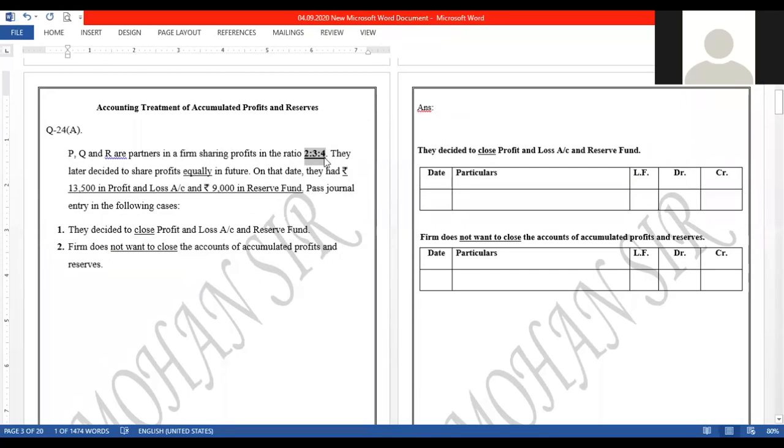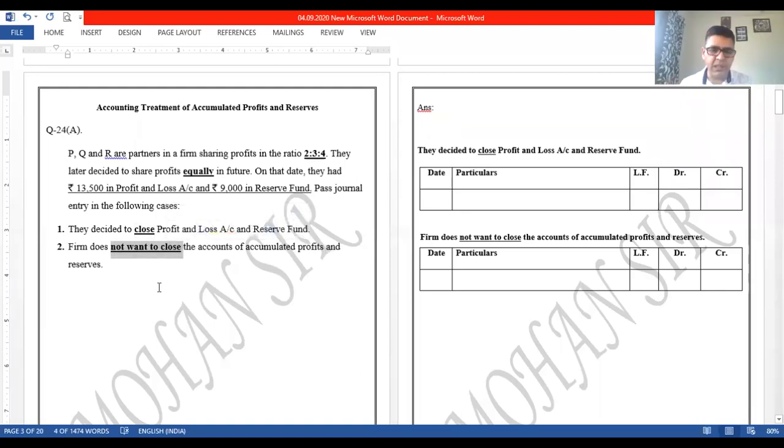On that date, they had rupees 13,500 in profit and loss account and 9,000 in reserve fund. Pass general entry in the following cases. First, they decide to close profit and loss account and reserve fund. Second, firm does not want to close these accounts of accumulated profits and reserves.